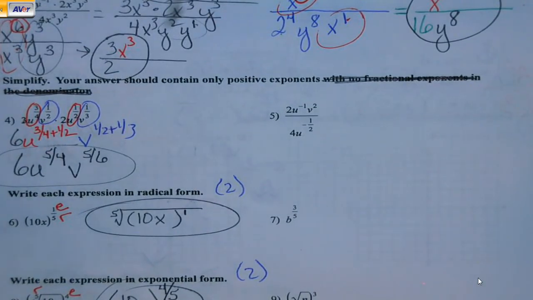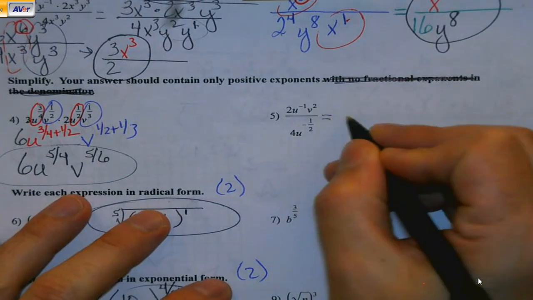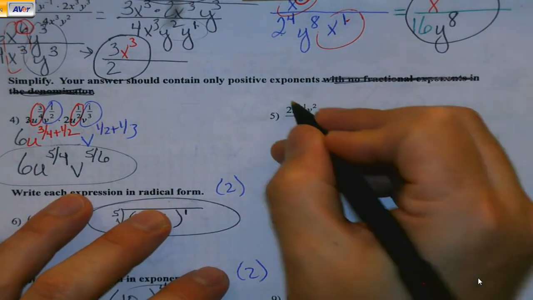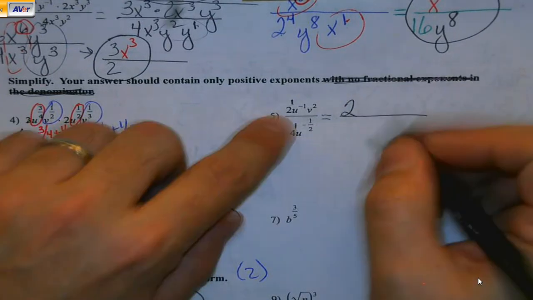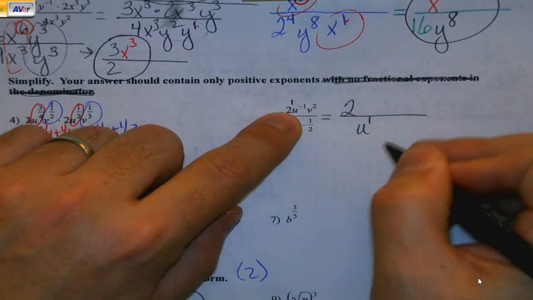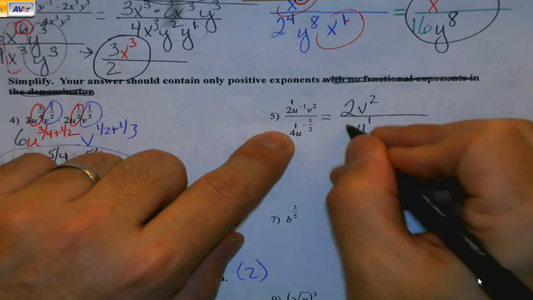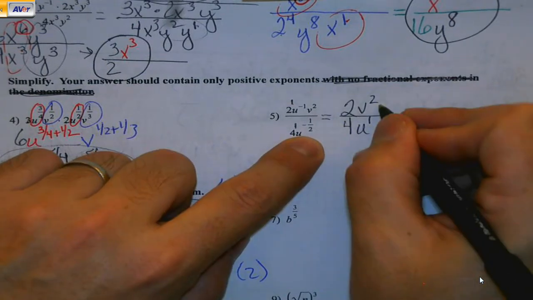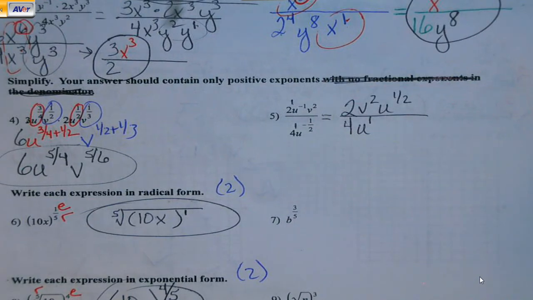So then I get down to 5. Now it's the same stuff going on, except now I have a couple of fractions in here. Put those ones in there. So the 2 gets left alone. U gets flipped. V gets left alone. 4 gets left alone. U to the 1/2 gets flipped, because I didn't have any parentheses.